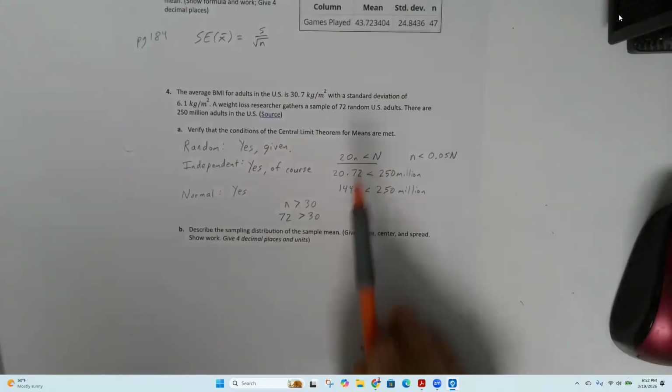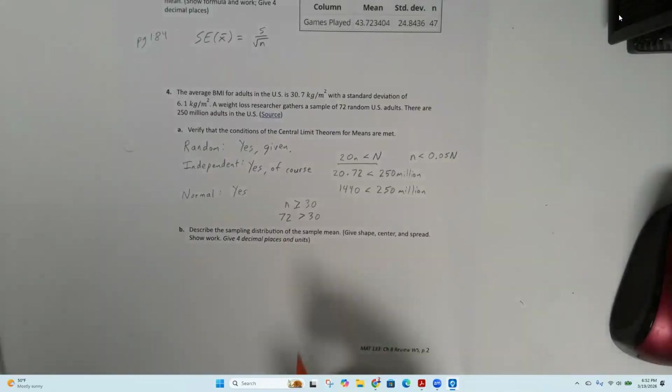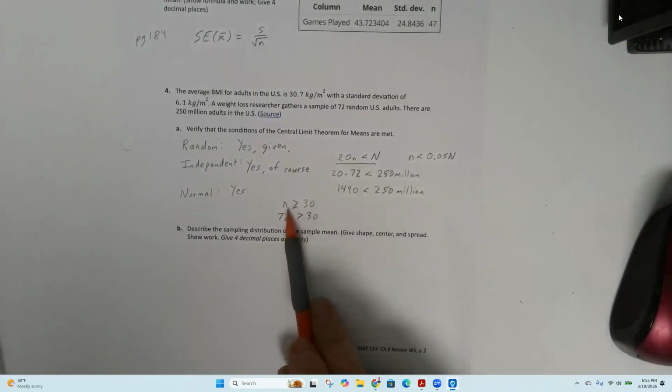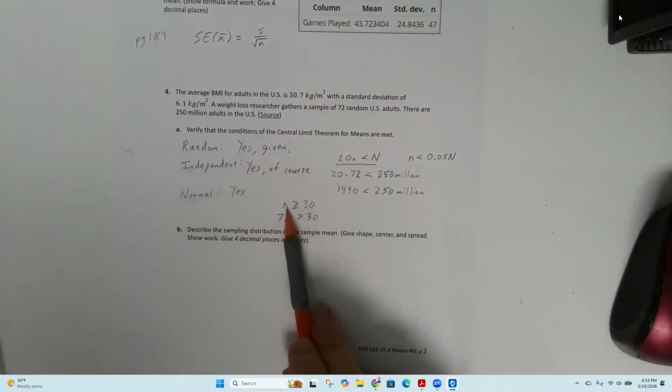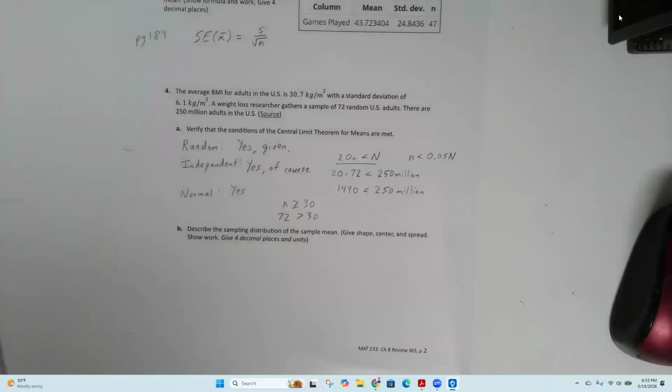I didn't include the equal here. So if you want to include the equal, you can. So if your sample size is 30, technically you are matching the central limit theorem. So if your sample size was 30, 30 is greater than or equal to 30. But 30 is the lowest limit.